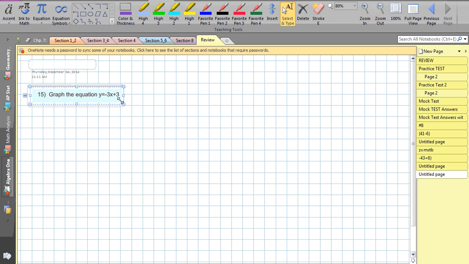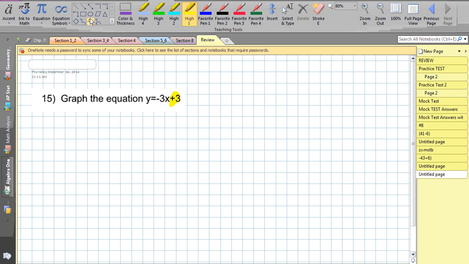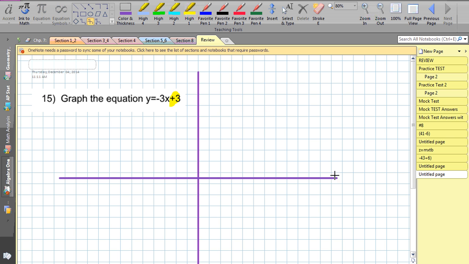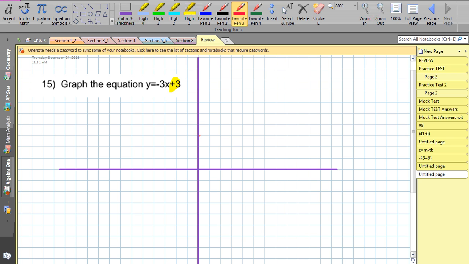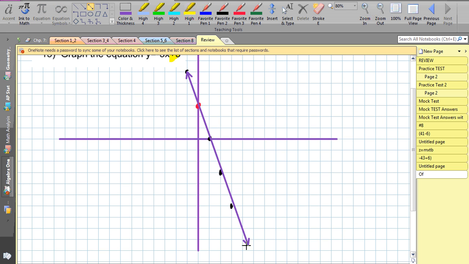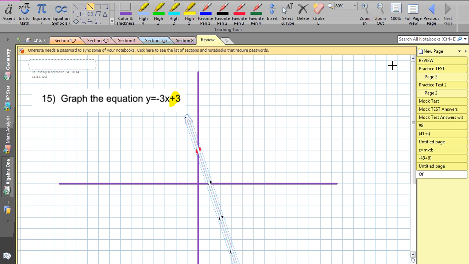I'm going to give myself a clean page here to graph this. The number I'm interested in first is the y-intercept. The y-intercept now is positive 3. Positive 3 is right there. And the slope of this line is down 3 over 1, well, up 3 over 1. And again, once you get a little hang of how to graph these equations, they're really not that bad. Try to see which point we need first. That's our y-intercept. And then use the slope to build our line.